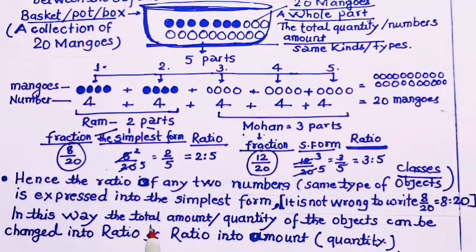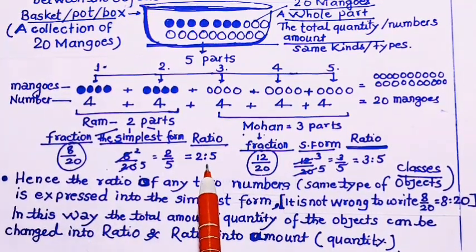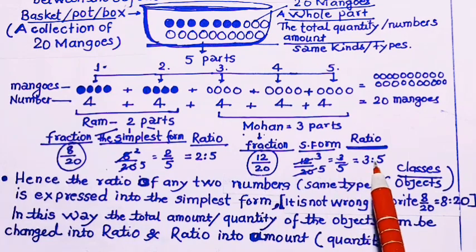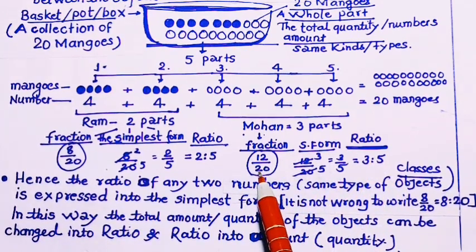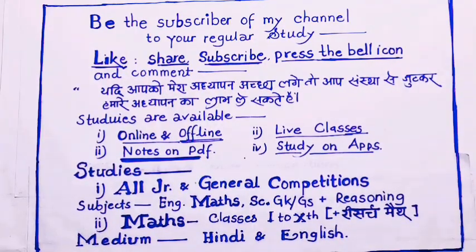In this way, the total quantity of the objects can be changed into ratio, and the ratio can be changed into the amount. It means to say the fractional number can be changed into the ratio. Here 8 by 20 is changed into 2 to 5, and the second, 12 by 20, is changed into the 3 to 5 ratio, and the ratio also can be changed into the fractional number.